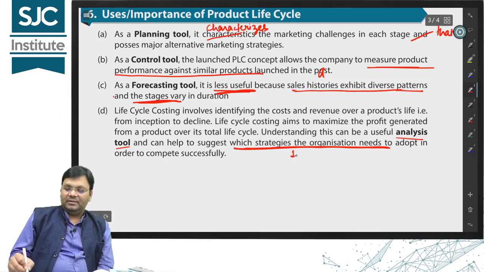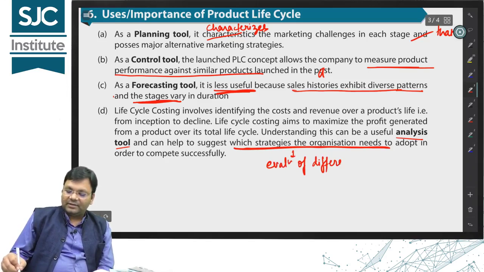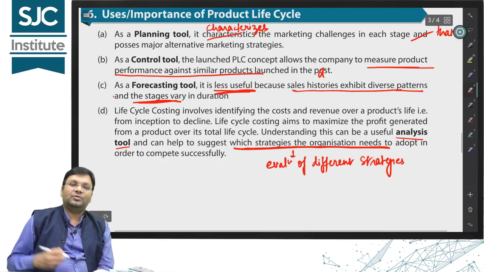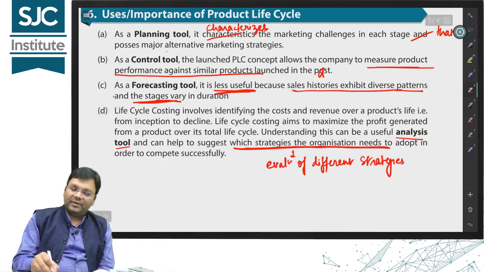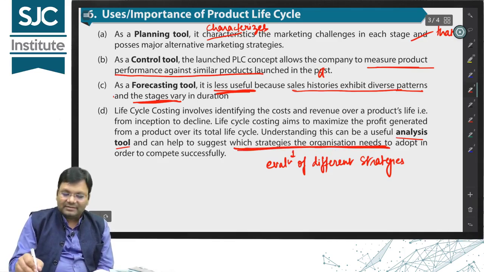Analysis is about evaluation of different strategies in order to compete successfully. Alright. So in planning and analyzing, you will see that there is a lot in common, but still we are writing it as 2 different points. Here also we are writing about strategy, but here what we are talking about is evaluating different strategies. Here we are just identifying.